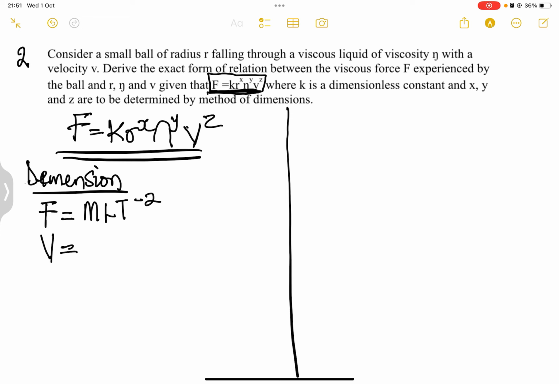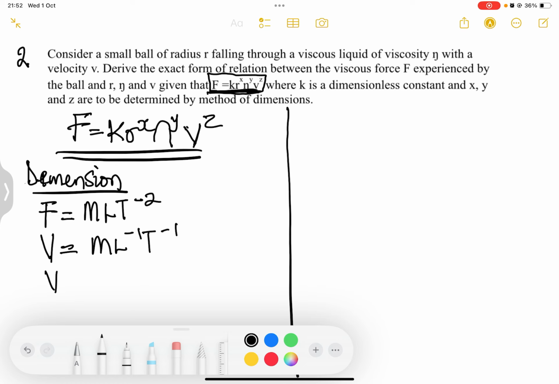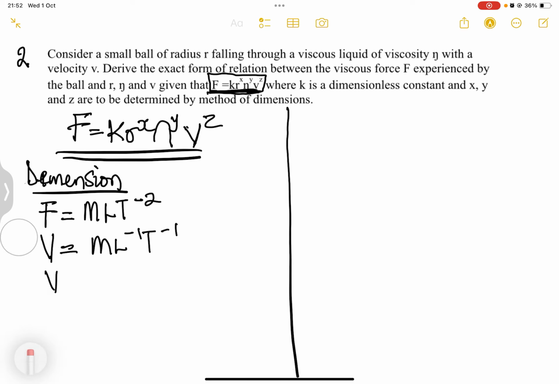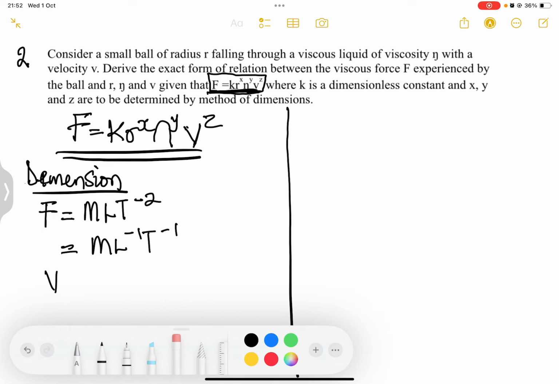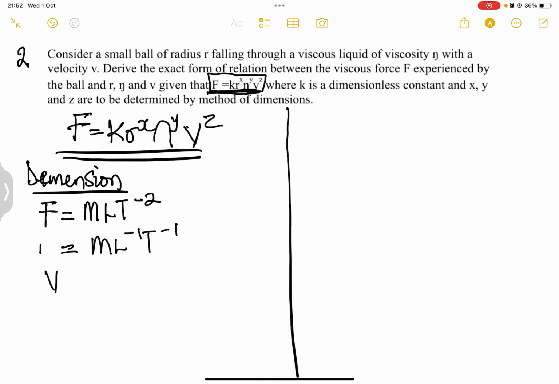Good. Viscosity, we've seen viscosity as well. Nice. The dimension of viscosity is ML raised to power minus 1, T raised to power minus 1. We've also seen the dimension for velocity. Please let me just make a quick correction. The symbol for viscosity is N. Yes, having made that, let's write on. I have N here. The dimension is ML raised to power minus 1, T raised to power minus 1.